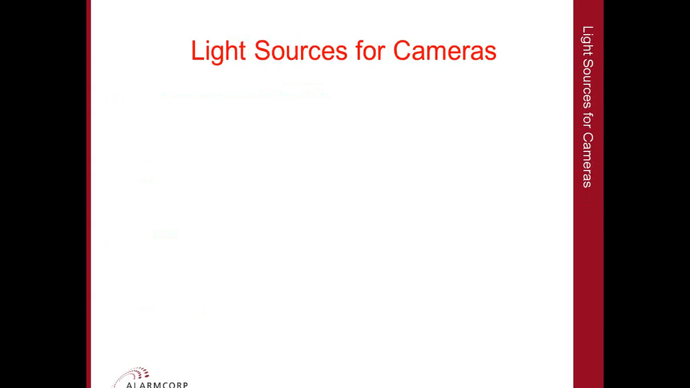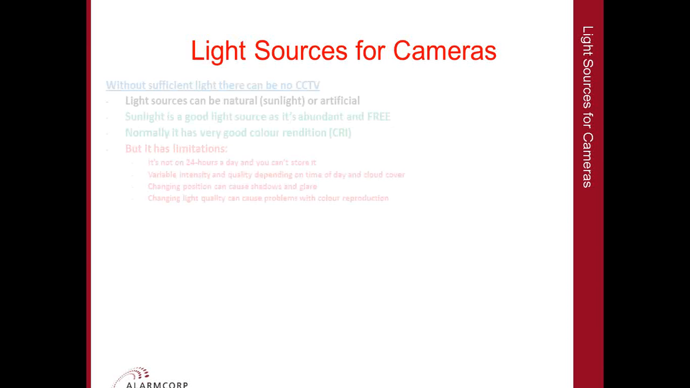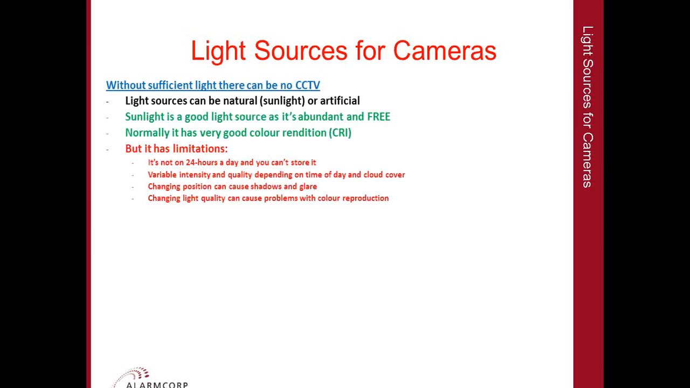Okay, we've talked a little bit about cameras. Let's talk about the most important aspect of video surveillance, and that's light sources. In this context, when we talk about light sources, it really doesn't matter whether we are talking about an analog camera or IP cameras, because we're talking about what happens in front of the lens. Now, without sufficient light, there can be no CCTV. It's a fairly obvious statement, but it's important to remember that.